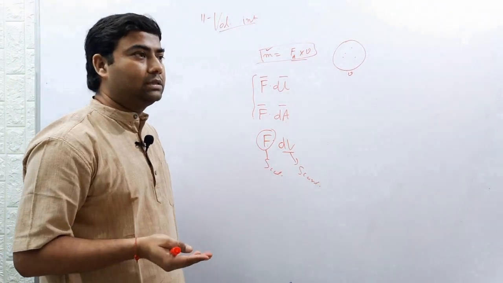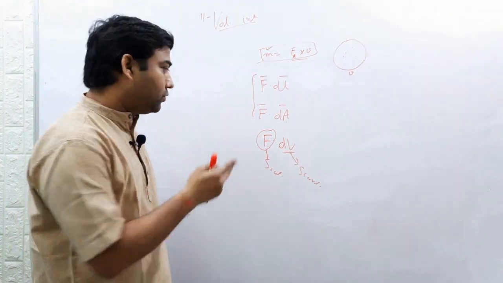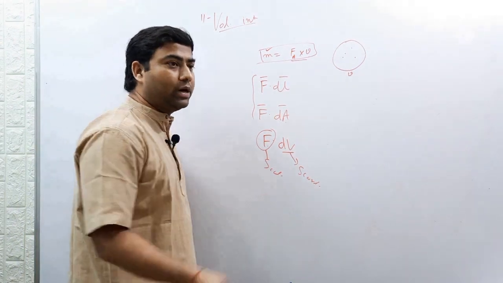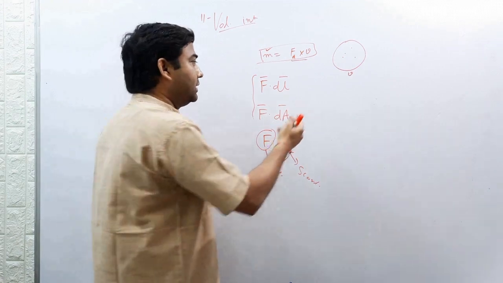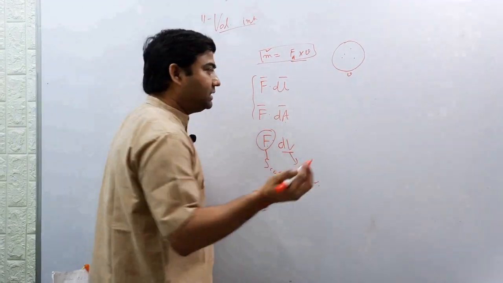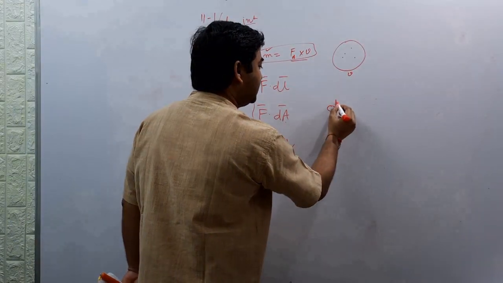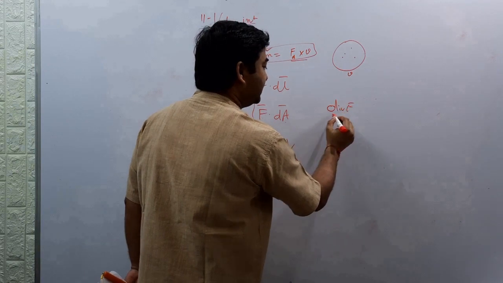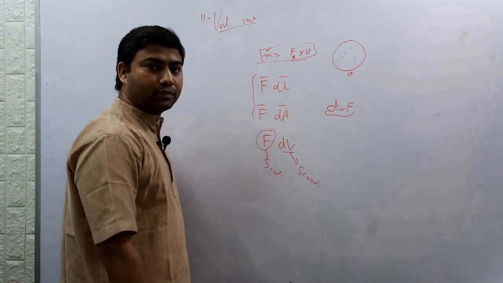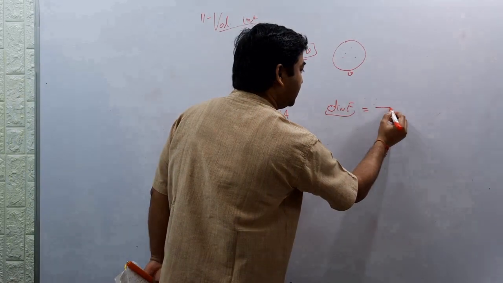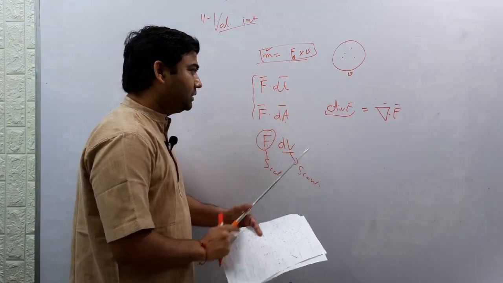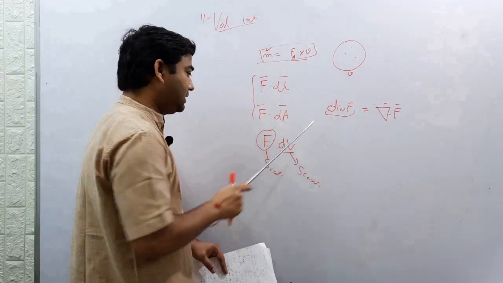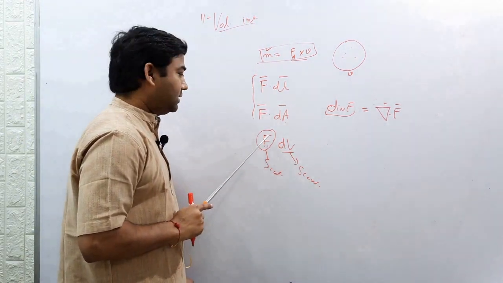In vector calculus, volume integration is required to find divergence in a volume. We have explained the divergence. So divergence of a field is a scalar quantity. We have shown that because it is del dot f, it is a scalar quantity. So this divergence is a scalar quantity.